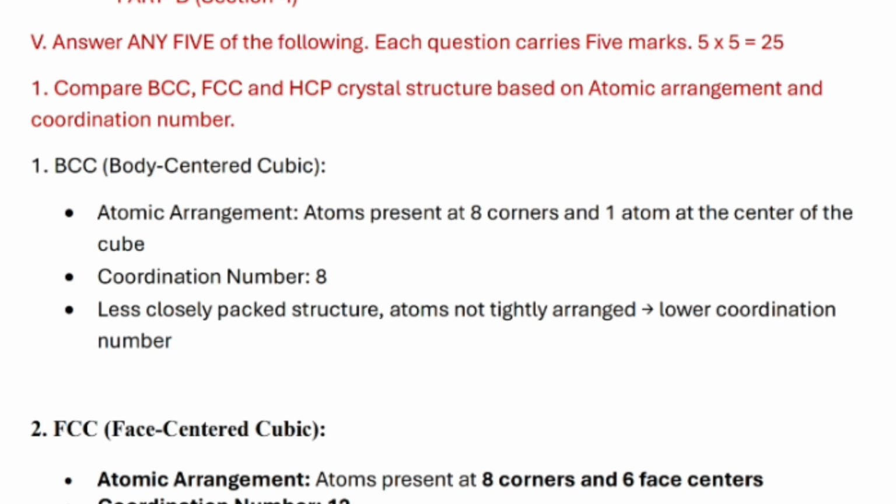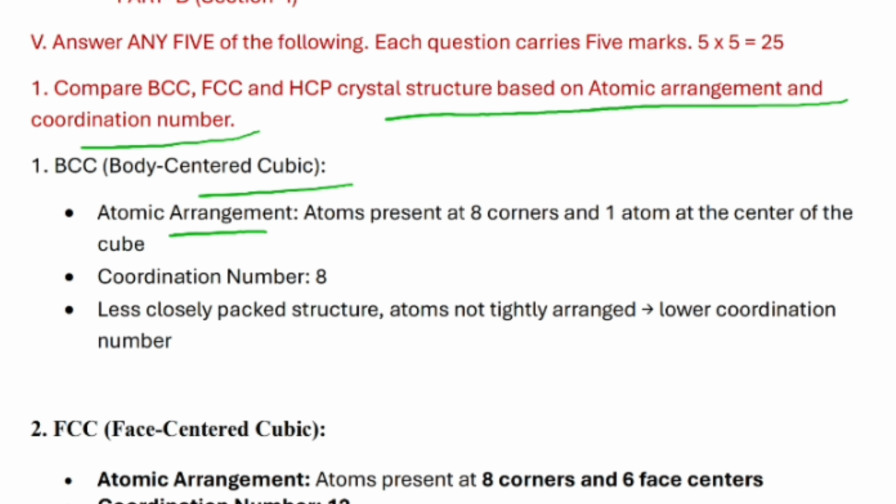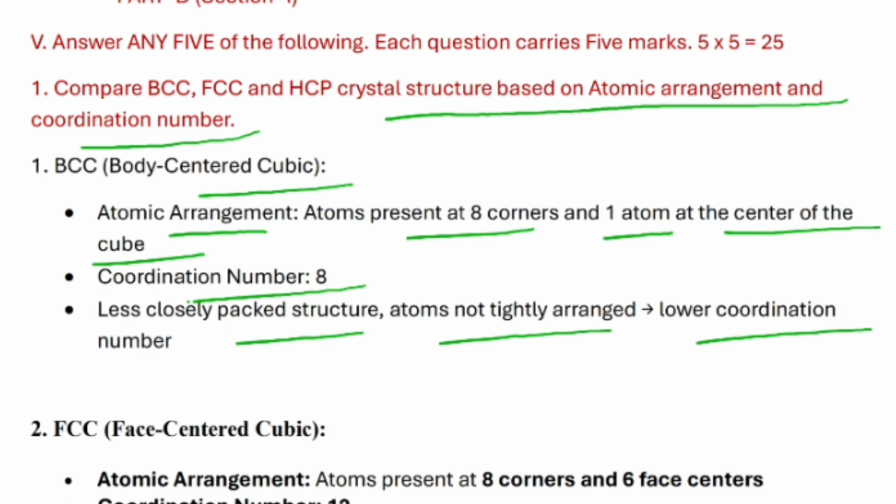Compare BCC, nothing but body centered cube, FCC and HCP crystalline structure based on atomic arrangement and coordination numbers. So in BCC, nothing but body centered cubic, coming to the atomic arrangement, 8 atoms are present at the 8 corners, and 1 atom at the center of the cube. Coordination number is 8. It is a less closely packed structure, atoms not tightly arranged. It is having a lower coordination number.